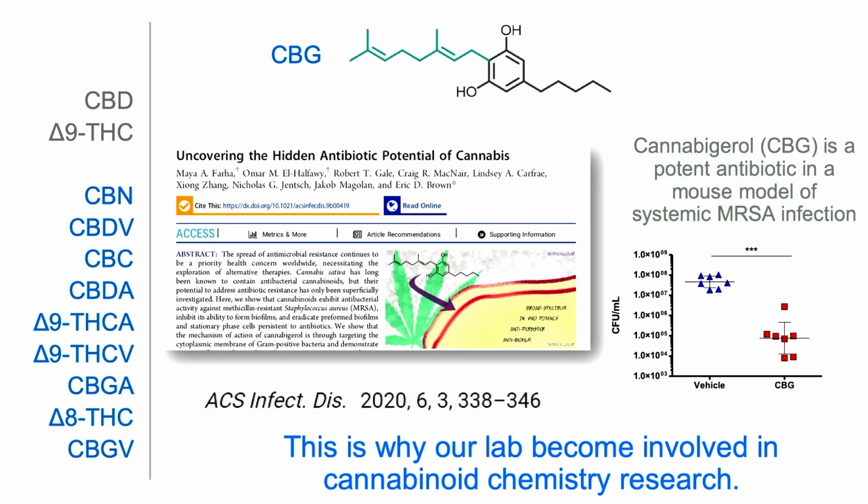Now, CBG is also an antibiotic, and this is the explanation for why our lab became involved in this space. This is a paper that we published with my colleague Eric Brown, who researches antibiotics. And it turns out CBG is a pretty potent antibiotic in a mouse model of methicillin-resistant Staph aureus. Now, it's not good enough to ever make it to market in this space, so this is purely an academic exercise. We were wondering about how it works. We answered some of those questions. We wanted to see if it works in a mouse model, and it did.